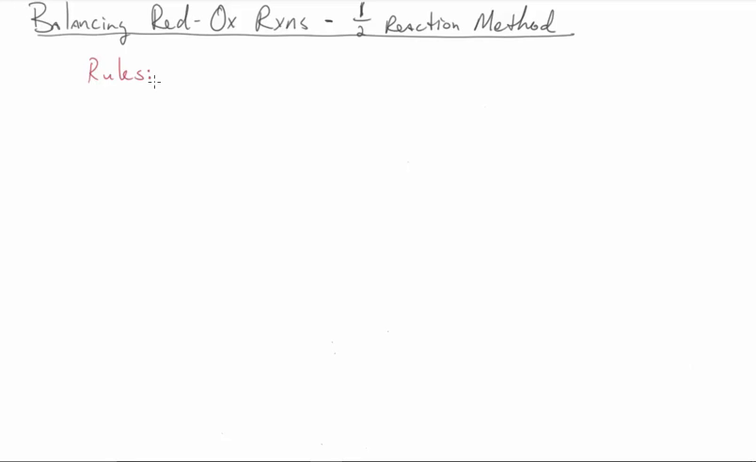I'm going to give you the rules first, and then we're actually going to make sense of the rules as we do a couple of problems together. Rule number one, you need to identify your oxidation and your reduction half reactions. All right? So identify the reactions out.